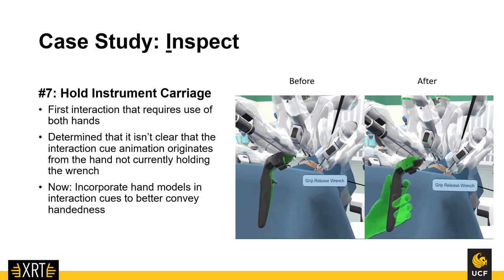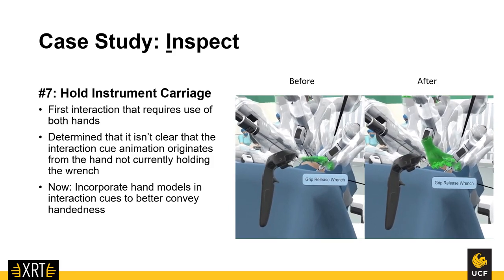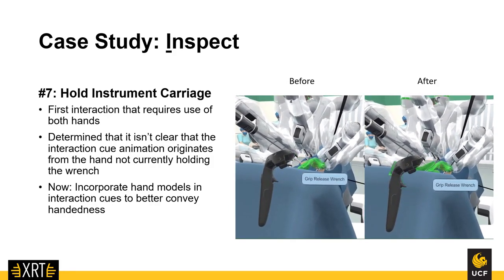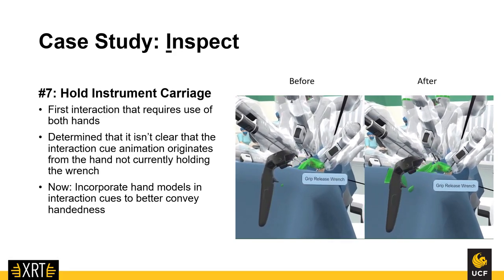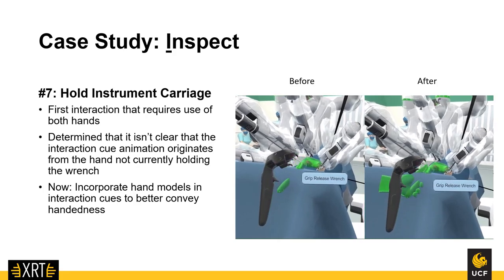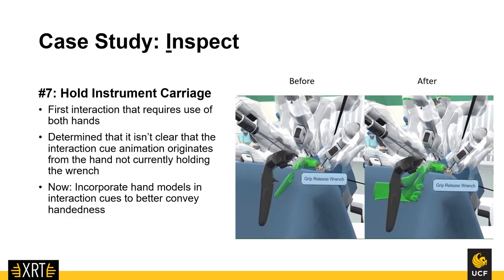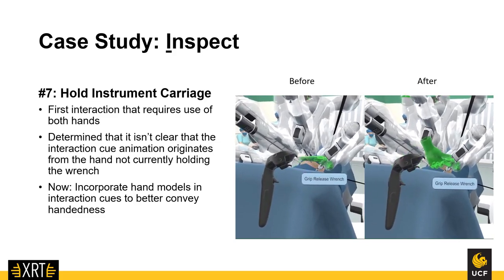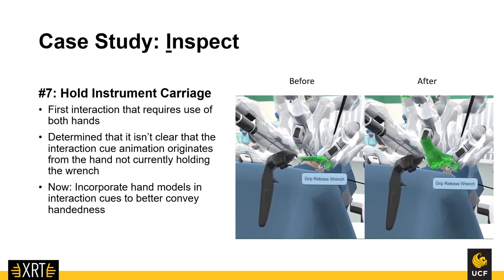The next subtask that warranted further inspection is subtask number 7, Hold the Instrument Carriage. This is the first interaction that requires the use of both hands, and what we determined is that it wasn't clear immediately that the interaction cue animation originates from the hand that's not currently holding the wrench. Oftentimes, the user's hands would be held slightly outside of the field of view, so the user wouldn't see that it's coming from the other controller. To ameliorate this issue, we decided to incorporate hand models into the cues to do a better job of conveying handedness.